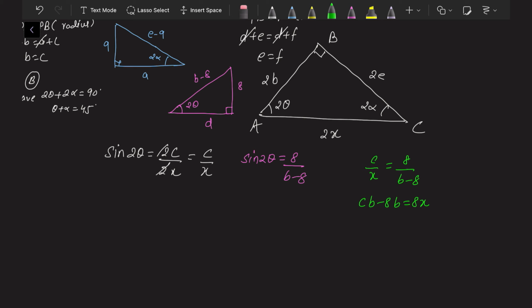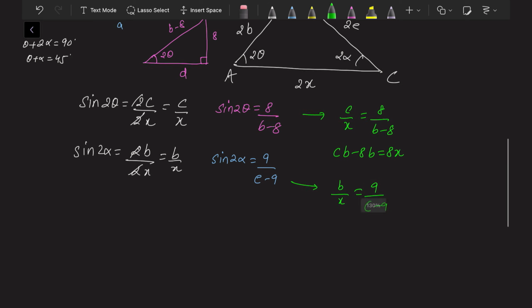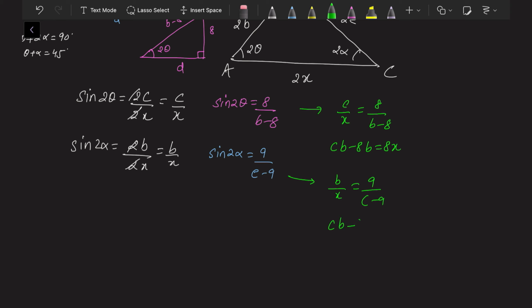Okay, nice. Now in a similar way, from the white triangle we have sine 2 alpha, and it is equal to 2b upon 2x. 2 and 2 cancel, we have b upon x. And from the blue triangle we have sine 2 alpha equals 9 upon e minus 9. So comparing these two, as we have compared there, over here what we will get is b upon x equals 9 upon e minus 9. Cross multiplication will give us eb minus 9b equals 9x.